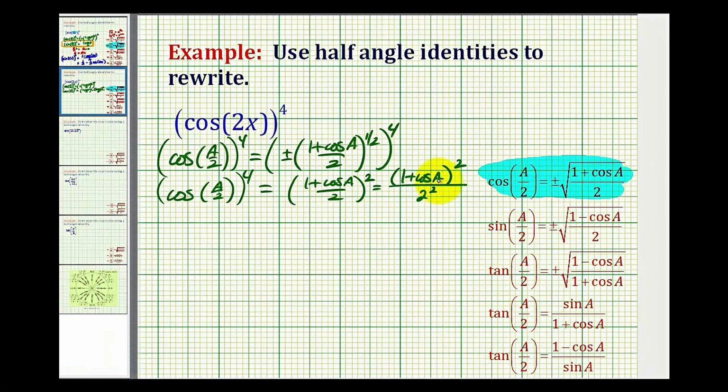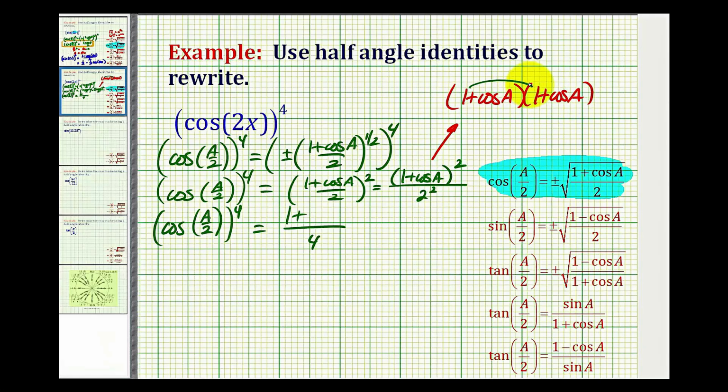So let's go ahead and multiply this out. Our denominator is going to be 4. If we multiply this out, we're going to have 1 plus cosine A times 1 plus cosine A. So we'll have 1 plus cosine A plus cosine A, that's 2 cosine A. And then we'll have cosine squared A.